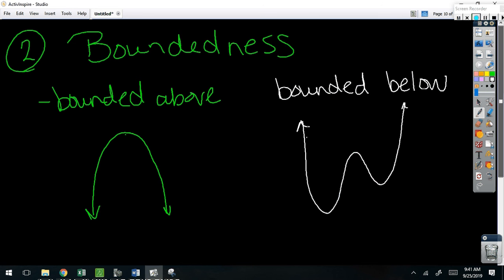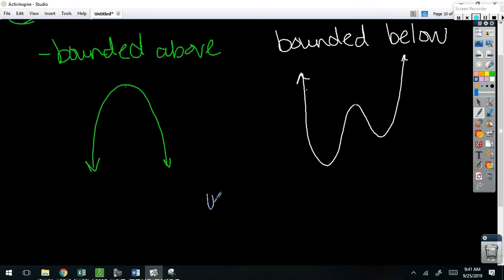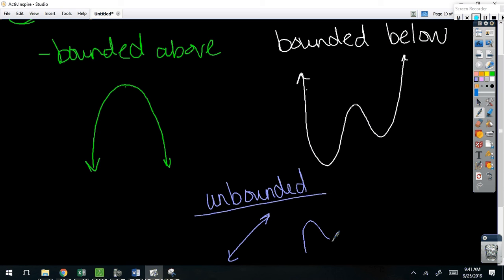And then we could have unbounded. Can you think of something that's unbounded? Like a line. A line would be totally unbounded. There's nothing keeping it from going up or down forever. Okay, or even something that maybe goes up on either end. Right, that's unbounded. So fairly easy concept, yes? Everybody good on that? Bounded above, it doesn't go past a point. Bounded below, it doesn't go below a point. And unbounded means it goes on forever.